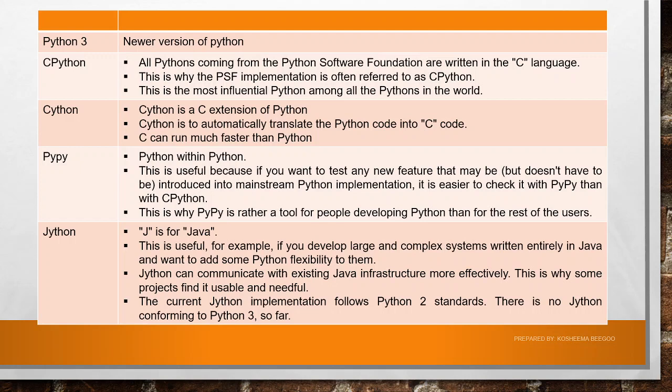Whereas Jython, J is for Java here. Why J for Java? Because Jython works on Java infrastructure more effectively. It works with the Java Virtual Machine. So Jython is a combination of Java and Python.